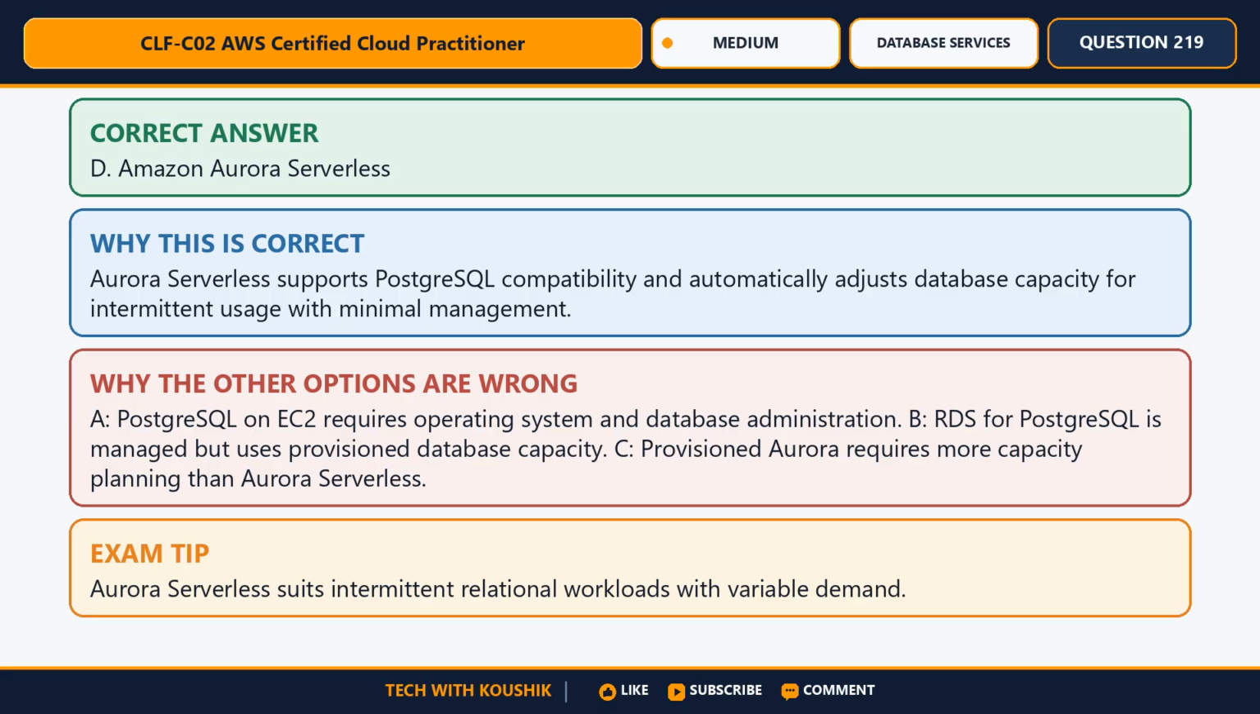A. PostgreSQL on EC2 requires operating system and database administration. B. RDS for PostgreSQL is managed but uses provisioned database capacity. C. Provisioned Aurora requires more capacity planning than Aurora Serverless. Exam tip. Aurora Serverless suits intermittent relational workloads with variable demand.